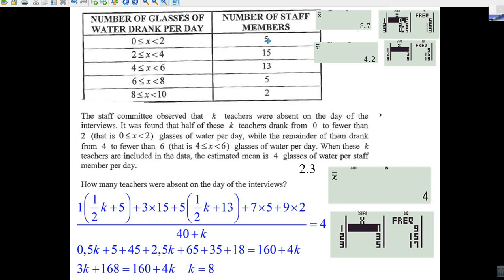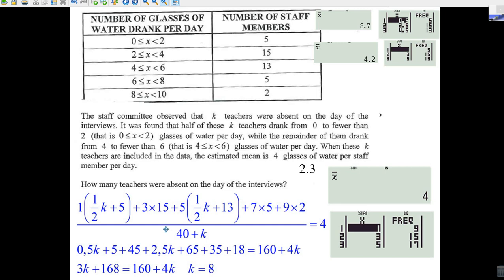But the thing is, we're taking 5, but we're adding 1/2 K to it. So we go to the middle, which is 1, and then 1/2 of K plus 5. That's what goes into this first group. And then 3 times 15, the middle here, times 15. And then 5 times 1/2 K plus 13. That's where the other half of the teachers went, and then 7 times 5, and then 9 times 2. So you add all that up, you divide by 40 plus the new teachers that you add. You see the total mean, and you want to get a mean of 4. So that's how you set up the equation.